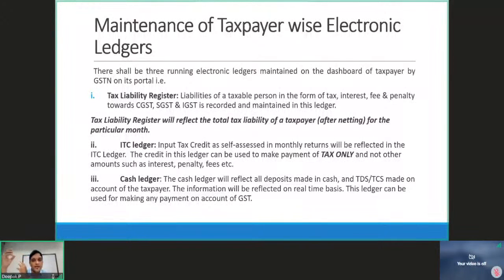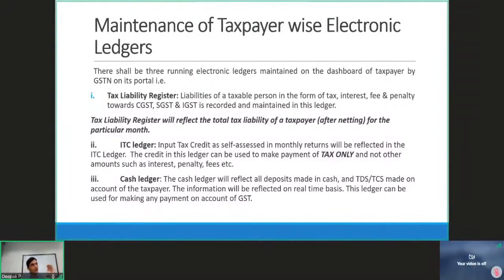The assessment will happen by one authority itself. There will not be different authorities doing assessment of the same transaction. And the tax liability register will reflect the total liability of a taxpayer after netting off for the particular month, that is through your monthly returns. Then you have the input tax credit ledger, which is also called the electronic credit ledger. The input tax credit is as self-assessed in the monthly returns. So this is also on a self-assessed basis in your monthly returns.